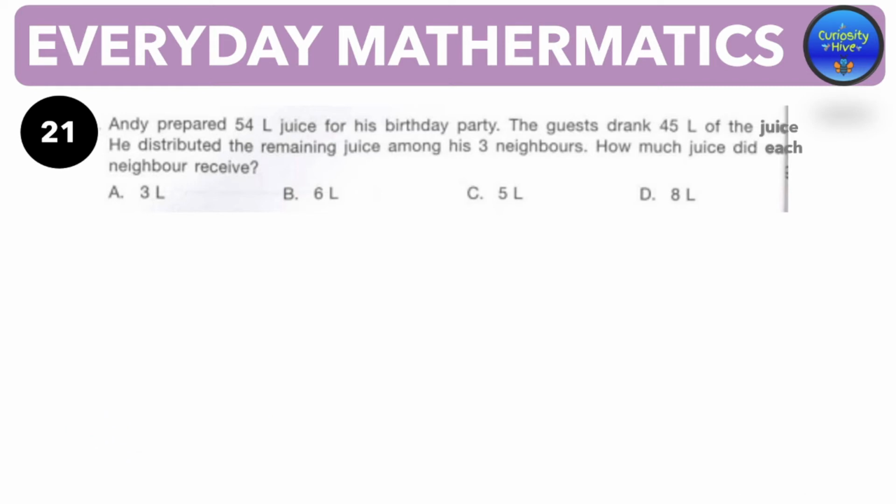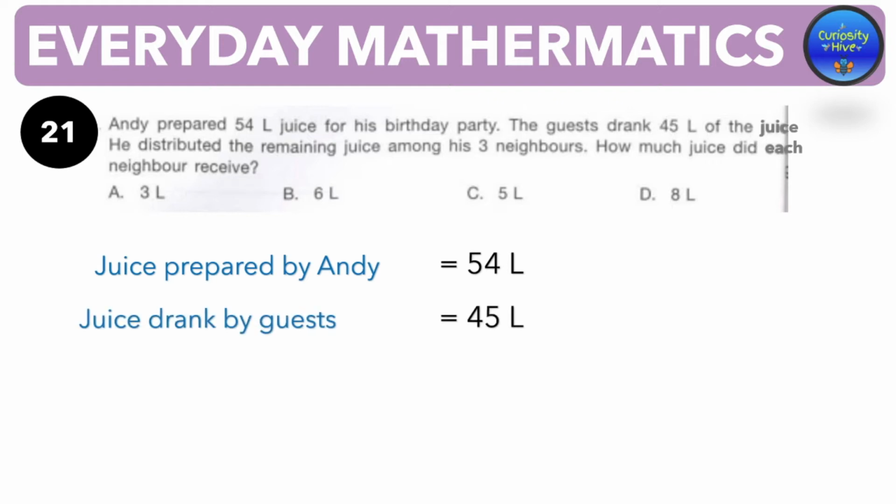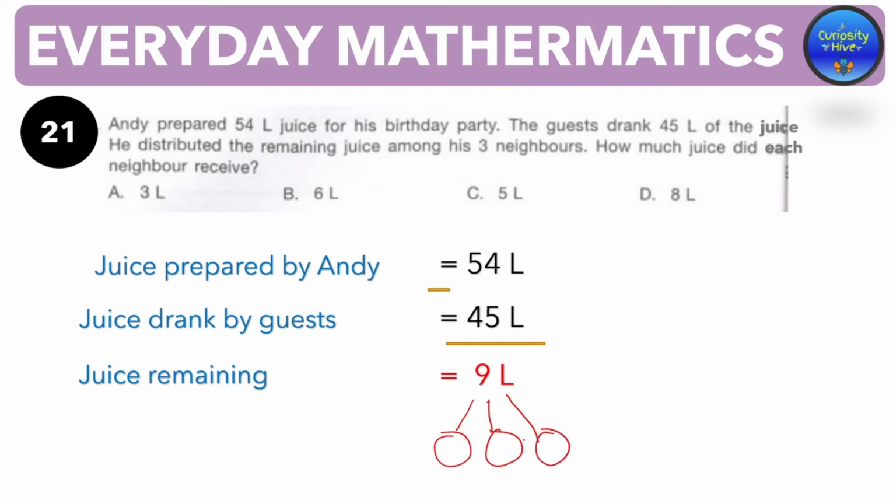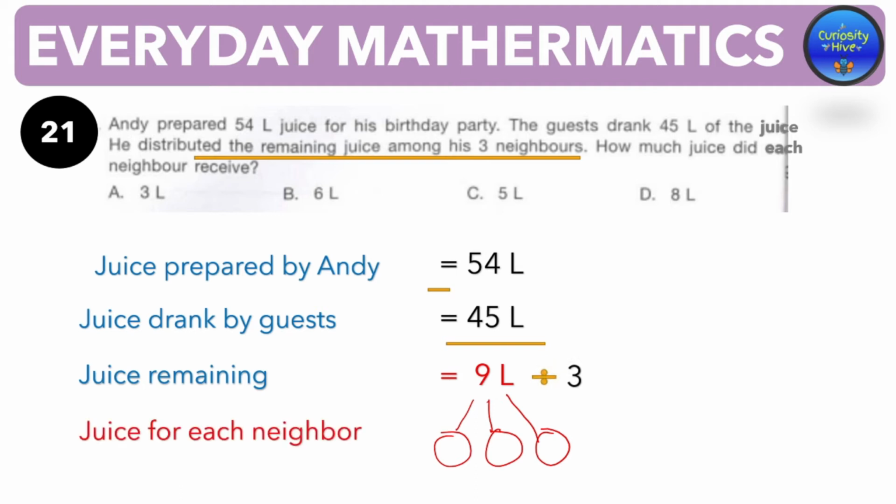First, make note of the pointers here. Now, the juice prepared by Andy is 54 liters. And the juice consumed or drank by guests is 45 liters. So first we should find what is the juice remaining. For this we should subtract these two numbers and we will get 9 liters which is remaining. Now this 9 liters needs to be distributed among 3 parts equally for his 3 neighbors. That means we need to do 9 liters divided by 3, which is juice for each neighbor. That will be equal to 3. So your answer is option A, 3 liters.